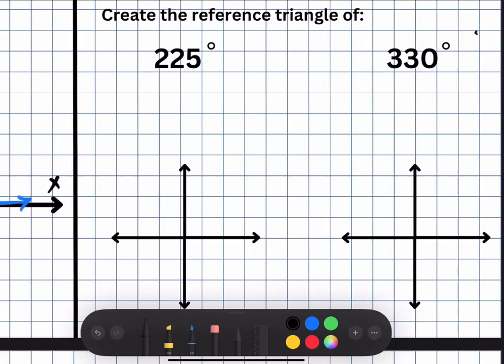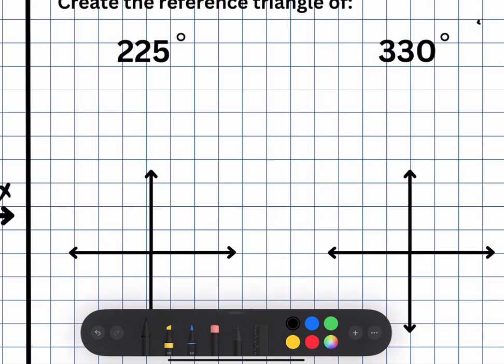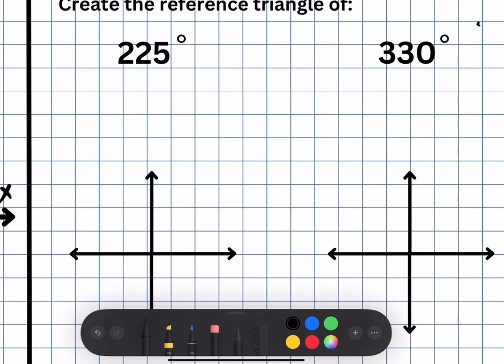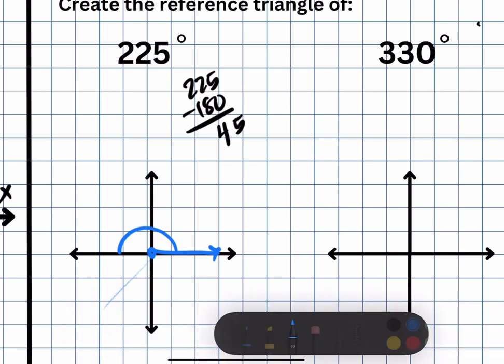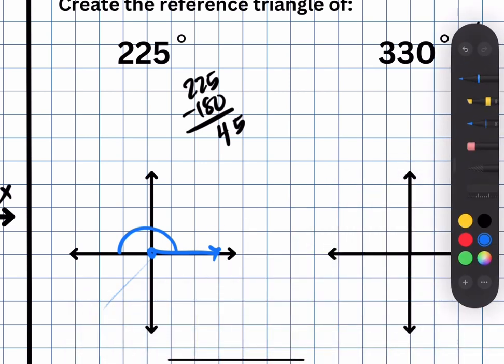Moving on, I'm going to be creating 2 reference triangles for 225 and 330. So first things first, we graph our angles. I'm going to travel at least 180 for 225. So here is 180 degrees. And then I need an additional 45 degrees. So this here would be my terminal side. And to create my reference triangle, I connect the terminal to the x-axis, creating my triangle.